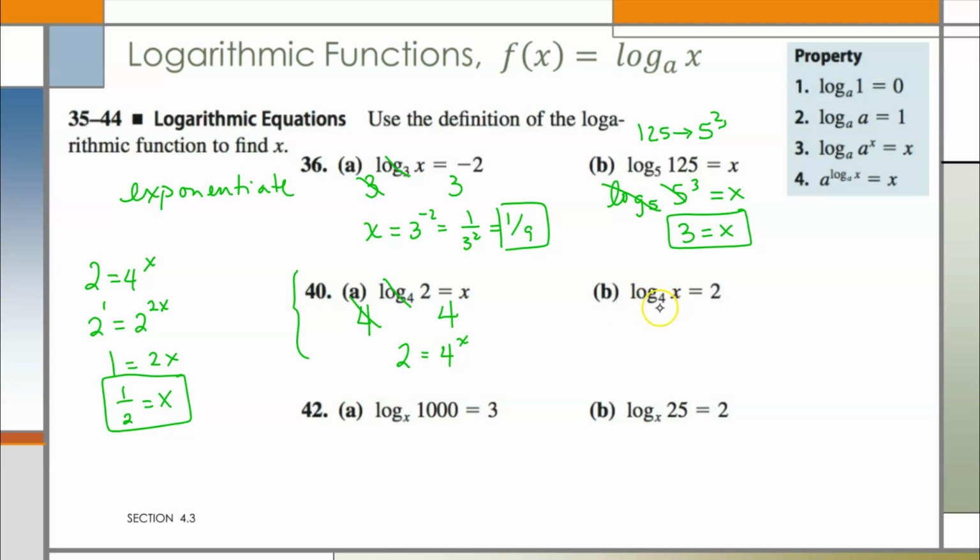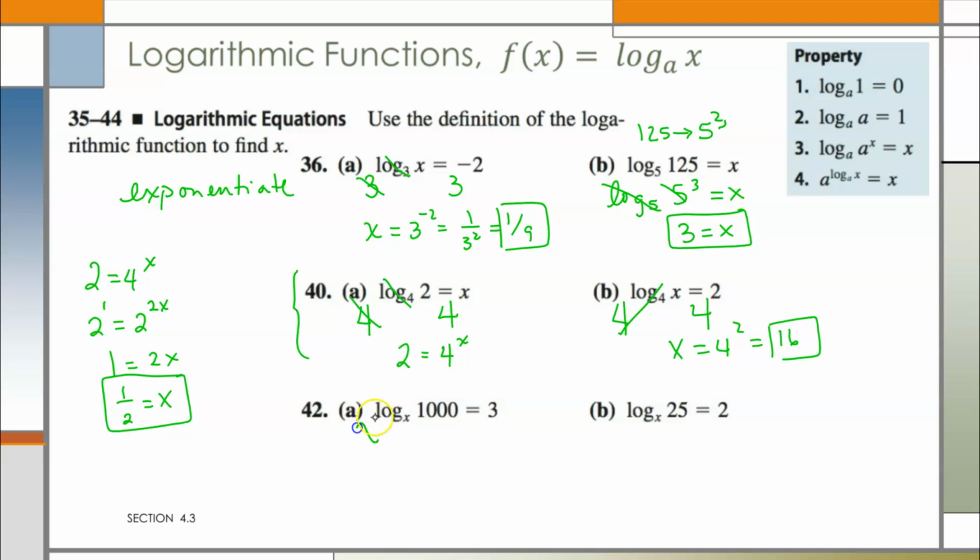Okay, log base 4, we exponentiate base 4. Those cancel out. 4 squared is 16. We can use the properties to solve that one pretty easily.